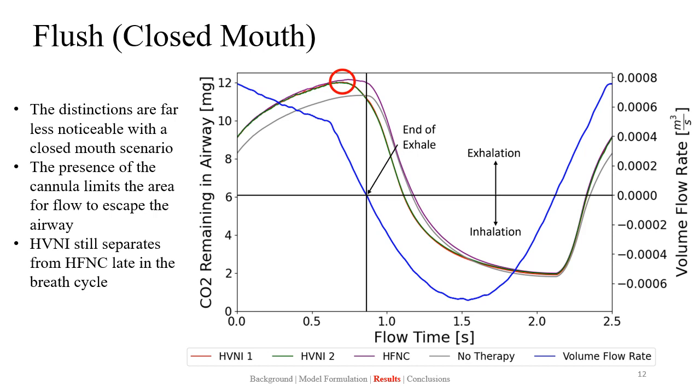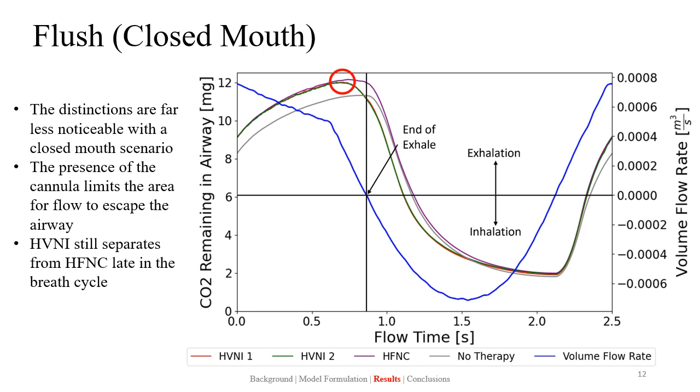The distinctions are far less noticeable for the closed mouth models. Notice that the no therapy model contains the lowest amount of CO2 in the airway for much of the exhalation process. Just prior to end exhale, the point at which HVNI distinguishes itself from HFNC is circled in red. HVNI begins to flush the airway at this point as the expiratory flow decreases in volume flow rate.